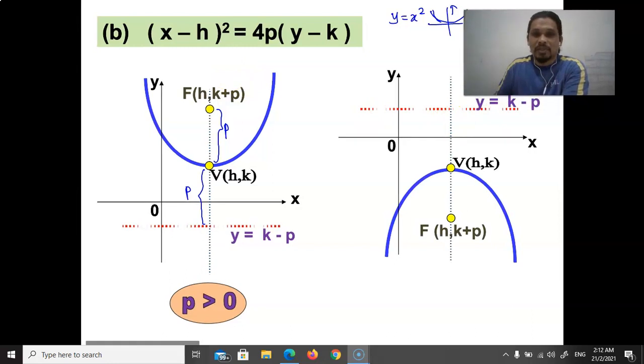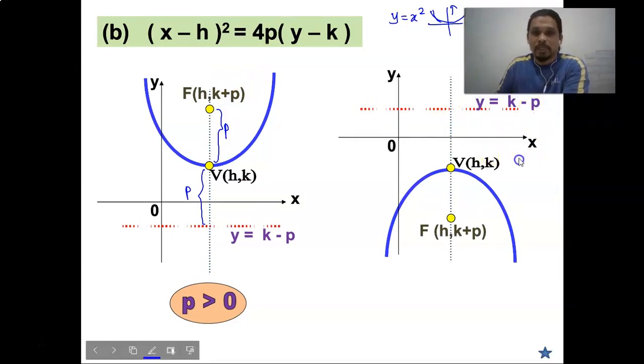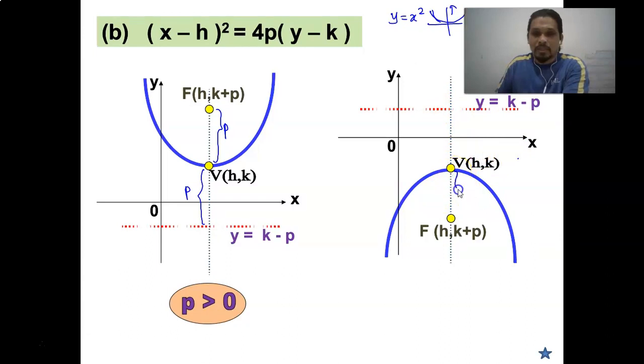And what about this one? Again, the distance from v to the focus is p, and the distance from the directrix line to the coordinate of v is also p. And for this one, p is less than 0.